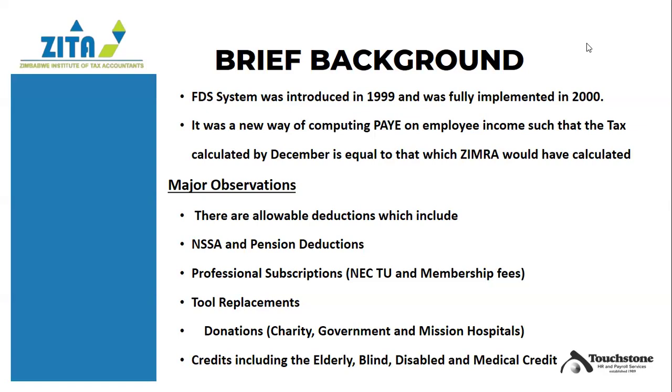So you have the elderly, blind, disabled, as well as the medical credit. Now with the medical credit, it says it's $1 for every $2 that an employee has spent on any medical expenses for themselves, spouse, and children. Now, this is loosely translated as 50%. But when you now look at it, it's actually not 50%, but it's $1 for every two.